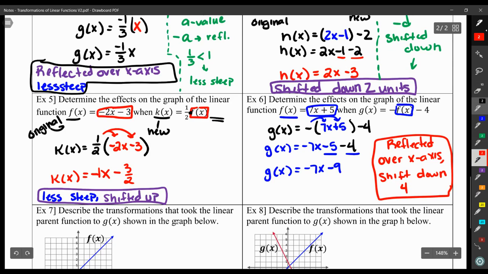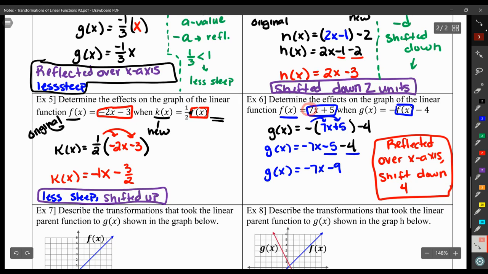And here's what you should have had for example 6. So f of x gets replaced with 7x plus 5, with a negative being multiplied on the outside and a 4 subtracted on the right. So distribute out the -1, combine like terms after, and you end up with -7x minus 9.